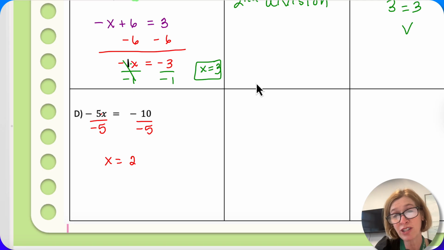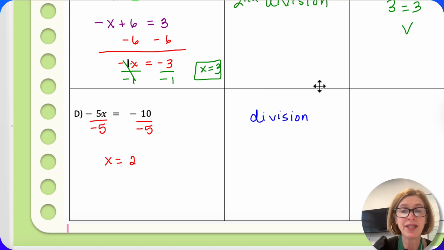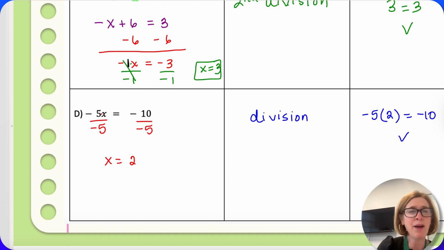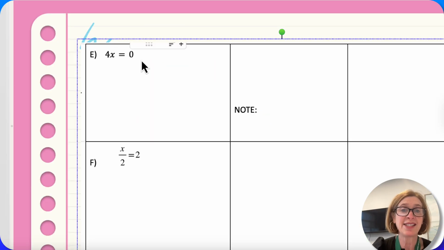So what was my inverse operation? It was division. What does 2 mean? It means that it's going to be the value that makes it true. So -5 times 2 should equal -10, and it does. A couple more. 4x equals 0.